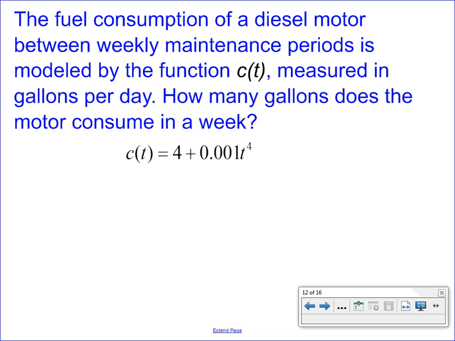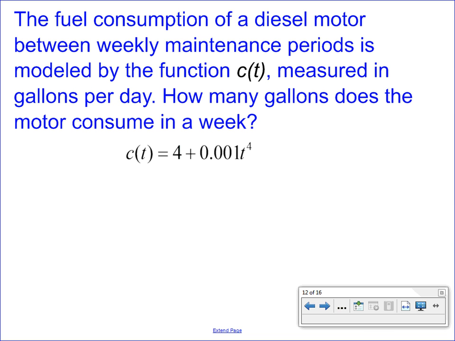This is saying how much fuel is consumed over the course of a week if the fuel consumption is given by C of t measured in gallons per day. Oftentimes, right, a definite integral represents some accumulated change. The key is making the units work.